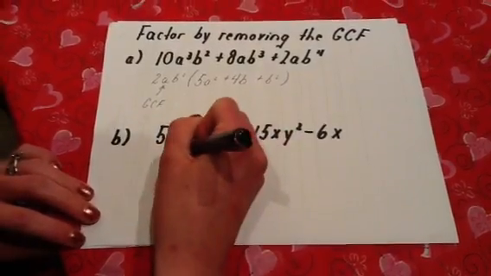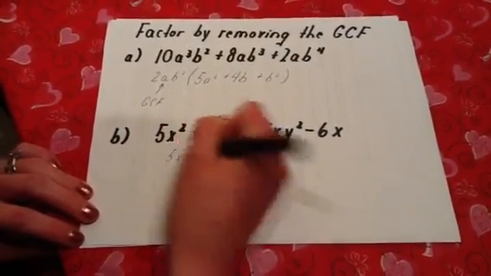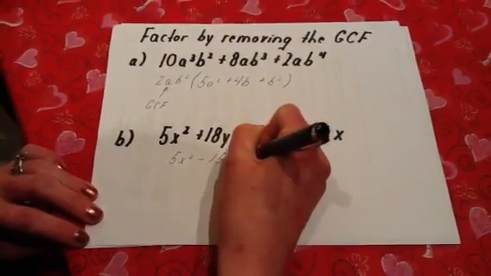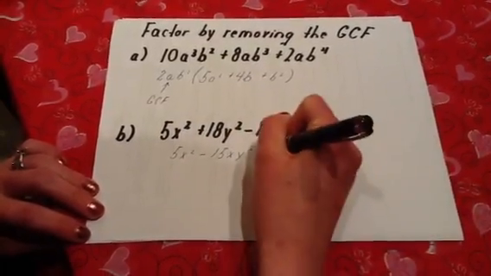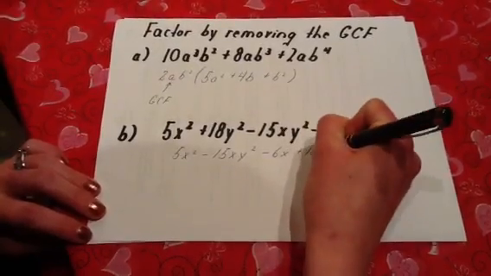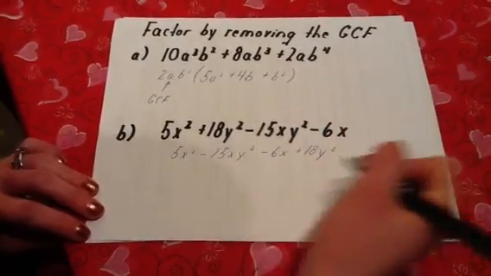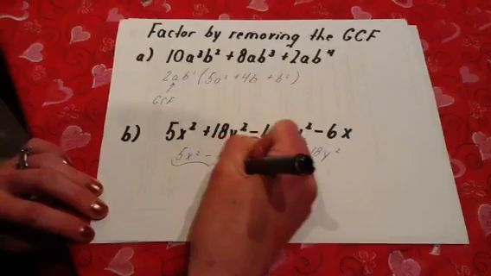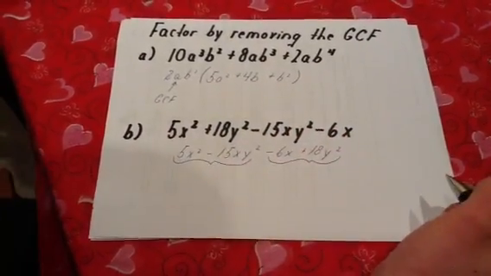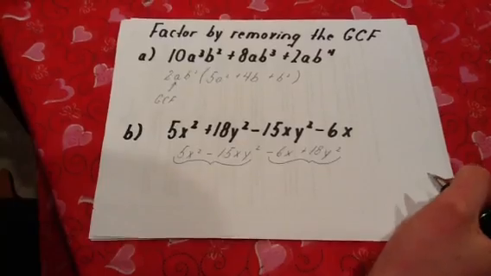So why don't we have 5x squared, maybe negative 15xy squared, and then these last ones, negative 6x and 18y squared. So again, we just rearranged it. Now we can get these two to have something in common, and these two to have something in common. So now we're going to factor them individually.